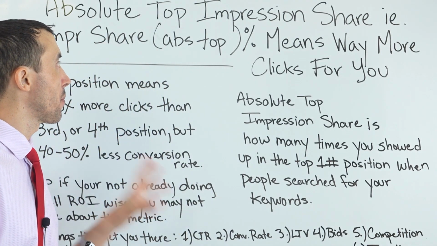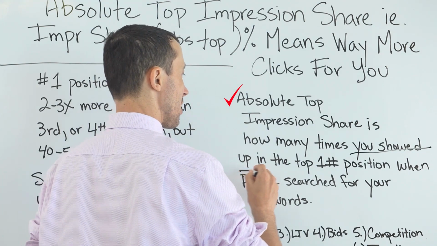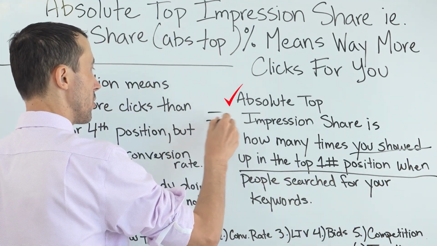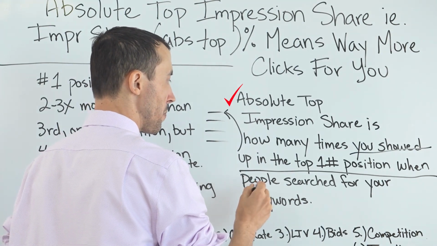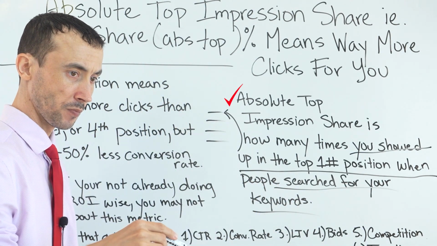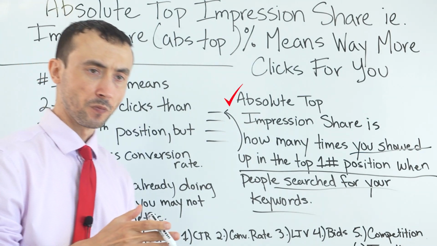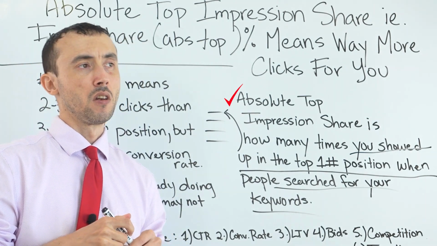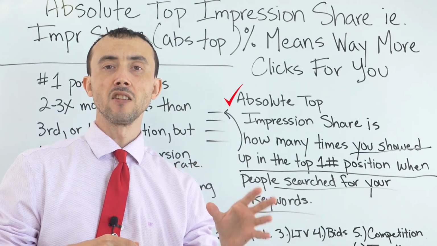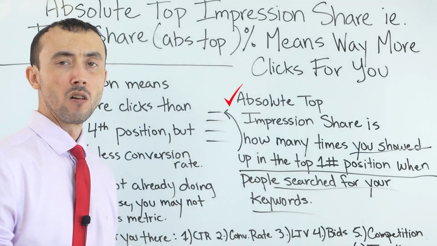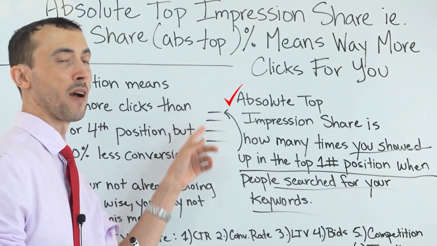The definition of absolute top impression share is how many times you showed up in the top number one position on Google Ads. So there are 4 ad spots on Google. It's the percentage of the time you show up in the top position when people search for your keywords. Because there are 2 elements here. If you're bidding on the keyword red shoes, whether you show up for red shoes or not is ultimately up to Google's ad system or algorithm, which decides if your ad should show or another ad should show, or your ad shouldn't show at all, even if there are more than 4 ads to show here at the top of Google.